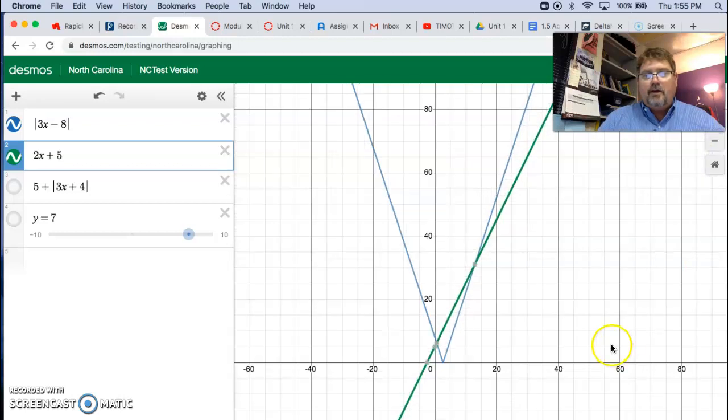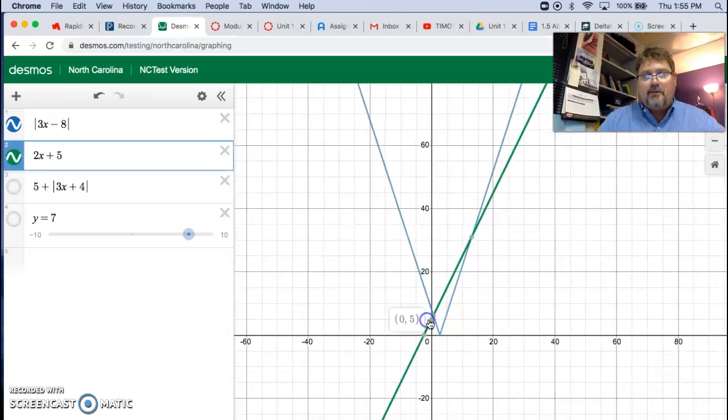Now, I did one earlier that didn't have two solutions. That's a better view right there. You don't have to have two, so be careful with that. But if you graph your way through them, you'll realize that.